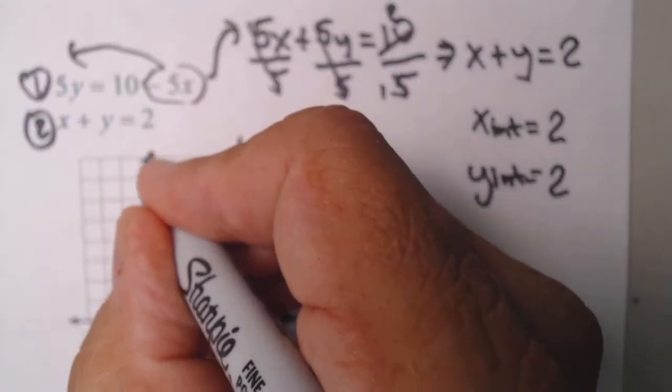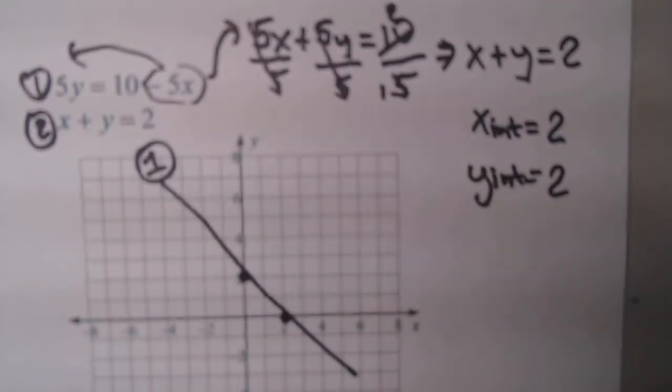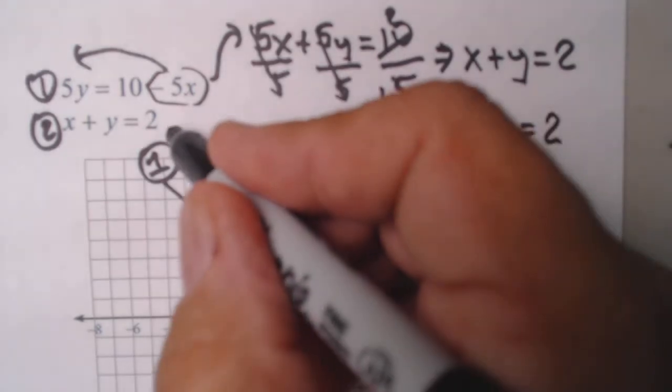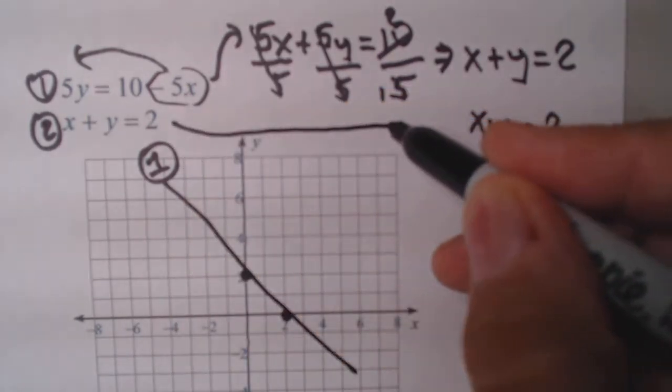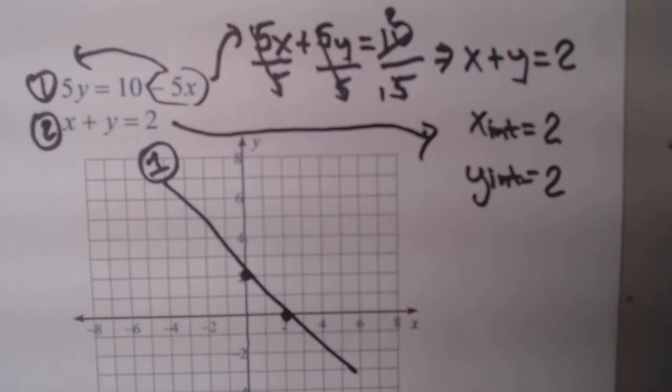So this is equation number 1. Notice equation number 2, since it's the same thing, is going to have the same x and y intercepts.